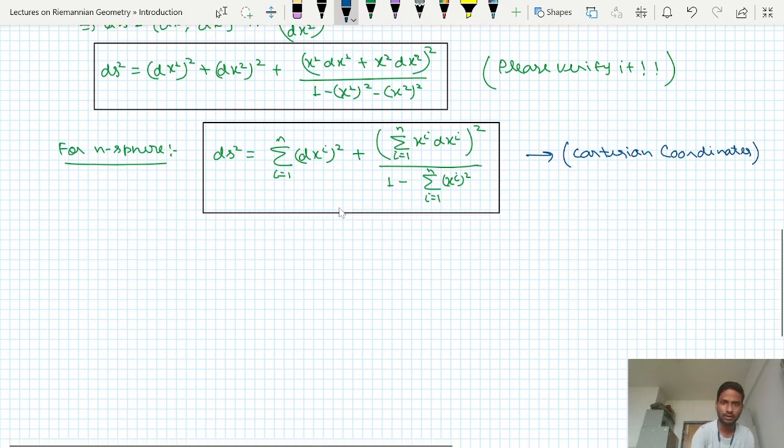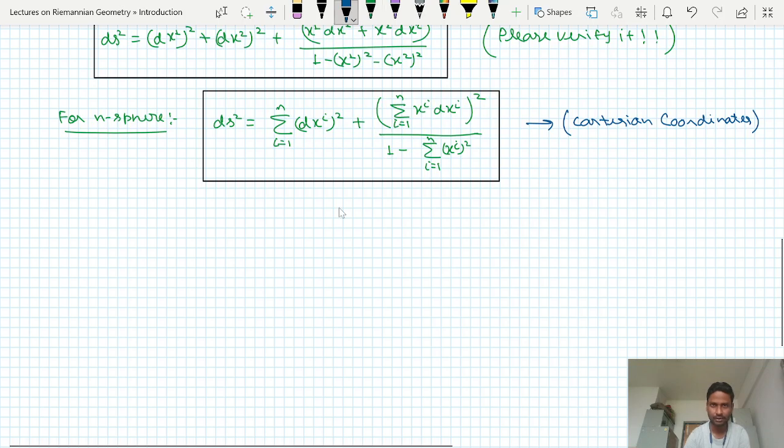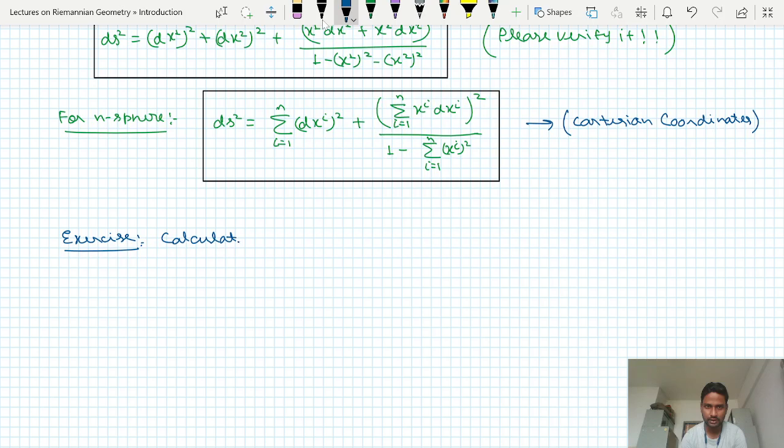Okay. Now I want you to do one thing. This is an exercise for you: calculate the Riemannian metric, not for Sn, just do it for S2 contained in R3 with spherical coordinates.